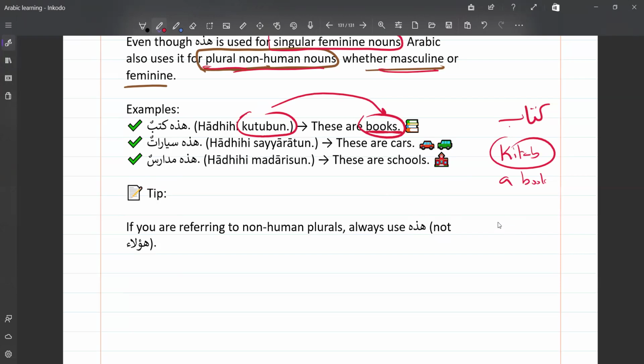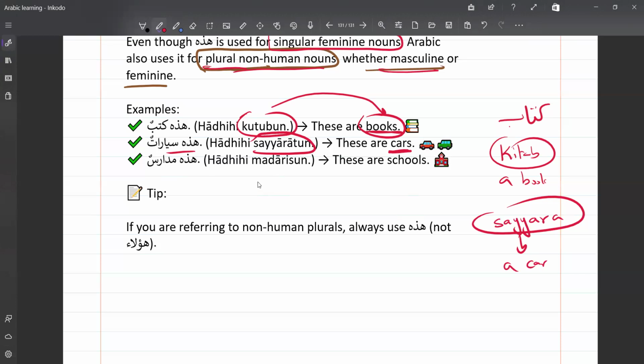Similarly, in Arabic, the word sayyara is used for referring to a car. So if we say sayyaratun, it is the plural of car, that is cars. Sayyaratun means cars, and hence we will use the words hadhihi sayyaratun because cars is a non-human plural noun, right? So that is why we will use hadhihi sayyaratun.